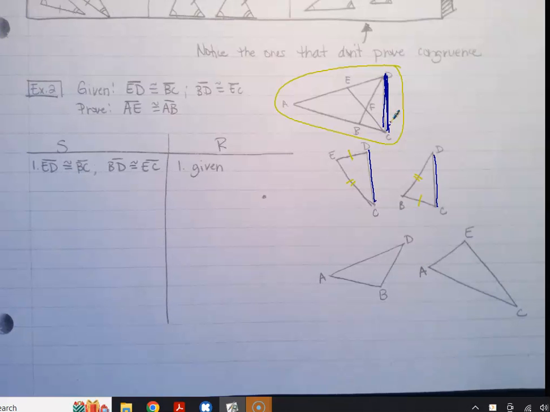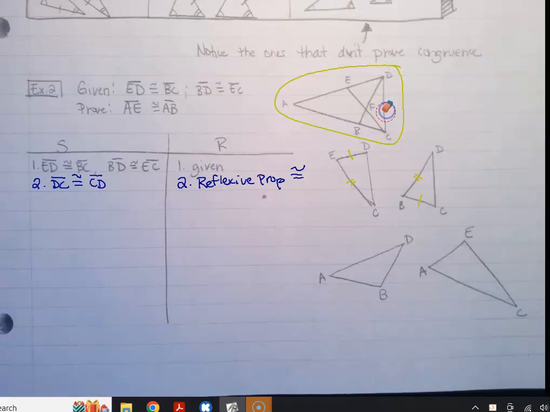Okay, so we want to say DC is congruent to segment CD. And what is that? The reflexive property of congruence. All right, so I'm going to erase those and actually put my congruent marks on there. So this side is congruent to this side. Related to that, now that I have 3 sides congruent, Lucas, what statement can I make?